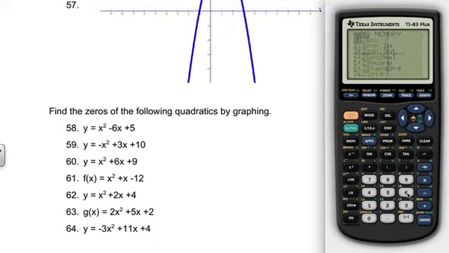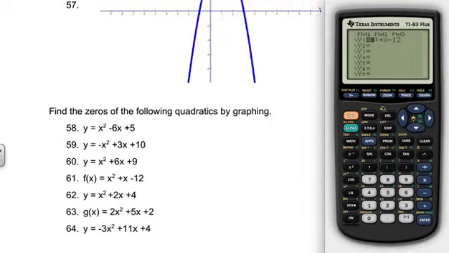And I'll hit zoom 6 once more. That looks more like a regular parabola. Okay, so 1, 2, 3, 4. It looks like it goes through -4 and 3, so I'm going to check those out. I'll check the -4. That's a 0, so there's one of my solutions. I'll check the 3. 3 is one of my solutions, so I'm good there.